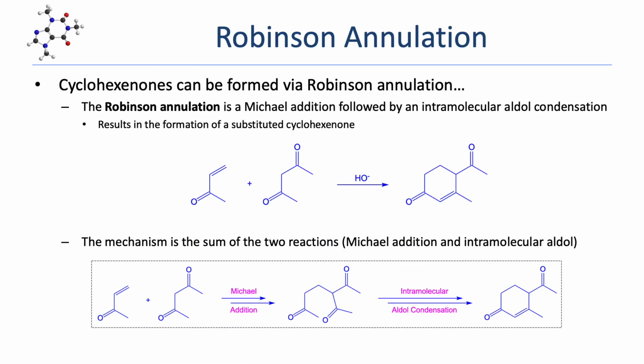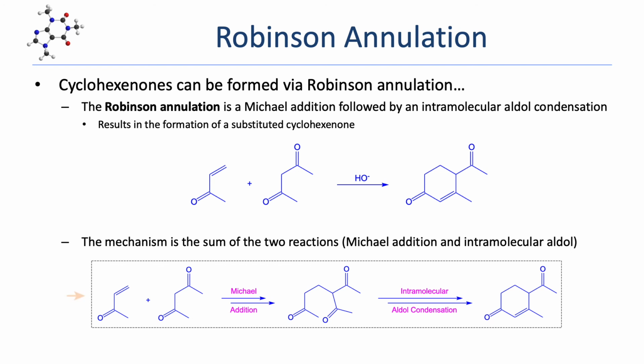We'll wrap things up with a brief look at the Robinson annulation. The Robinson annulation is simply a Michael addition followed by an intramolecular aldol condensation. The reaction results in the formation of a substituted cyclohexenone. In the example, we see 3-butene-2-one undergoing a Robinson annulation with 2,4-pentanedione using hydroxide as the base.